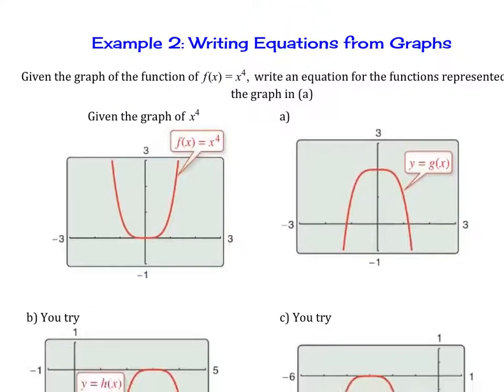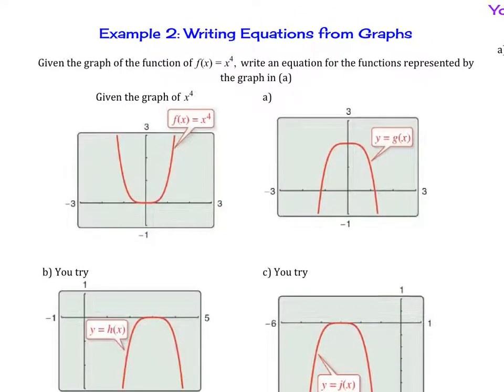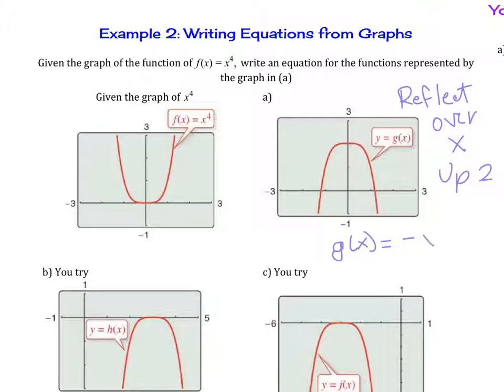So let's try writing equations from graphs. Given the graph of f of x equals x to the 4th, write an equation for the functions represented by the graph in A. So here's a given graph of x to the 4th. So we need to take a look at this and see if we can figure out how it is transformed. So we know, number 1, that it's reflected over the x-axis, and then it's also up 2. So to represent that, we're going to say g of x equals negative x to the 4th plus 2.